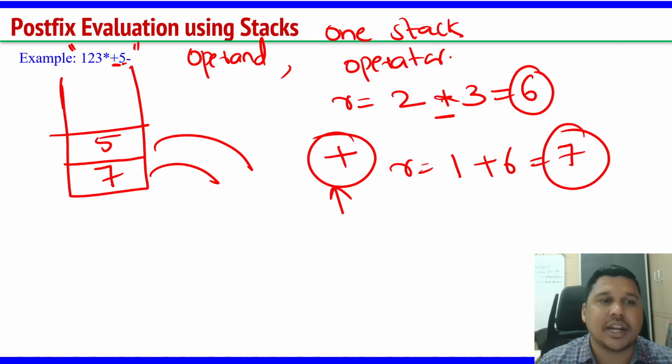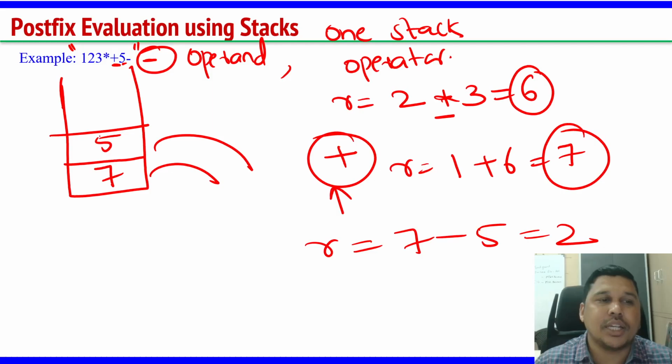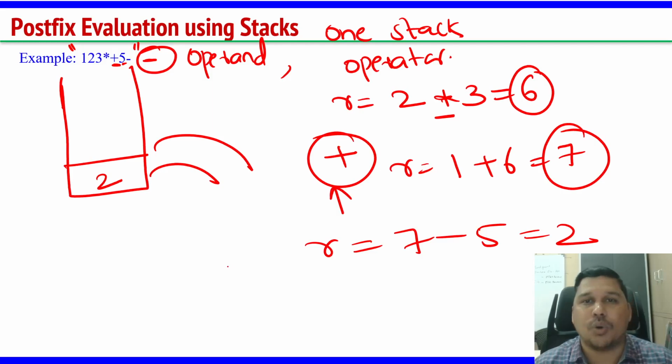So insert 5 here like this. Next came minus. Whenever minus comes, you have to again pop out the top 2 elements of the stack. So the first element will be 5, then 7. The result will be 7 minus 5, you get 2. That you push onto the stack. My stack became only 2 now. My stack has only 2, and we have reached the end of the string.